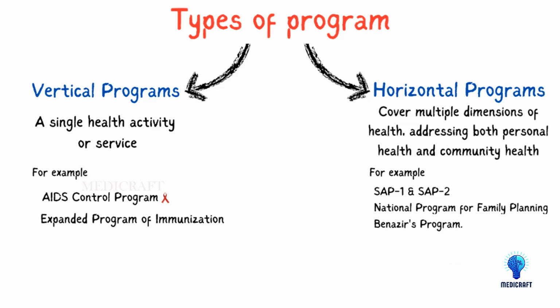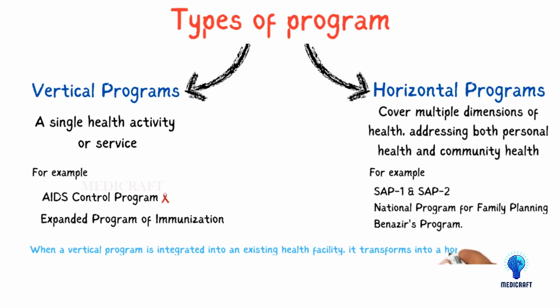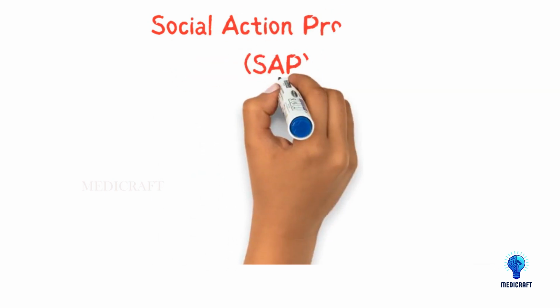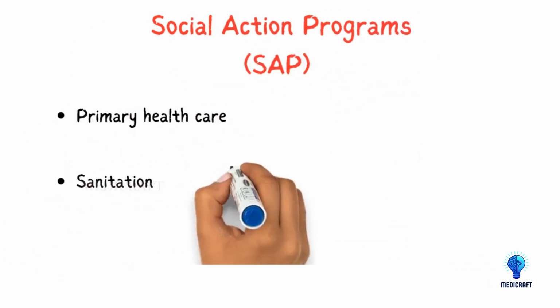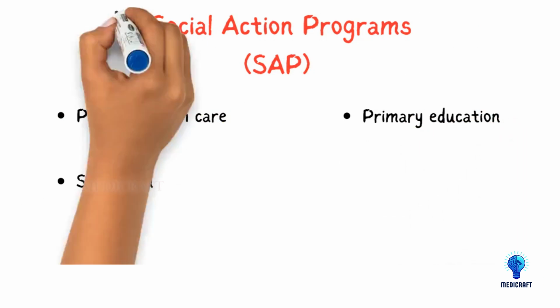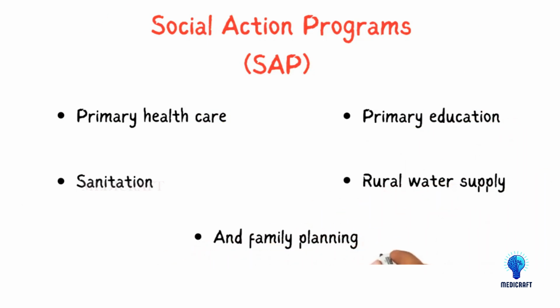Here's something cool. When a vertical program, like immunization, is integrated into an existing health facility, it transforms into a horizontal program. For instance, social action programs, SAP, include multiple services like primary healthcare, sanitation, primary education, rural water supply, and family planning. Talk about teamwork in action, right?